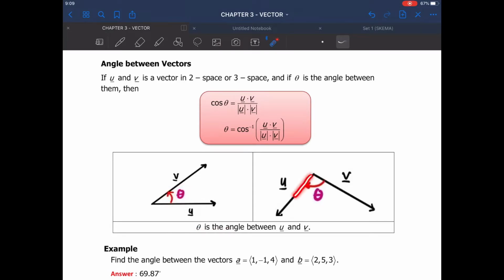So let's say this is your u and this is your v. The angle between u and v is this theta. The movement for theta is either from u to v or from v to u. This is the formula for the angle using the dot product. Cos theta is equal to u dot v divided by magnitude u multiplied by magnitude v. So the value of theta will become cos inverse of u dot v divided by magnitude u multiplied by magnitude v.